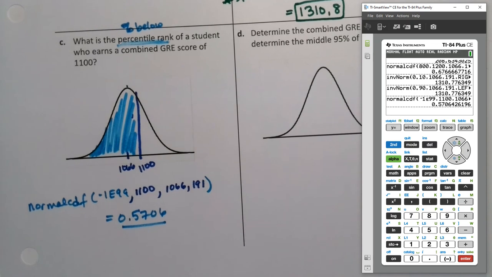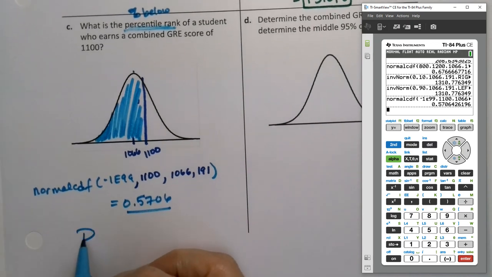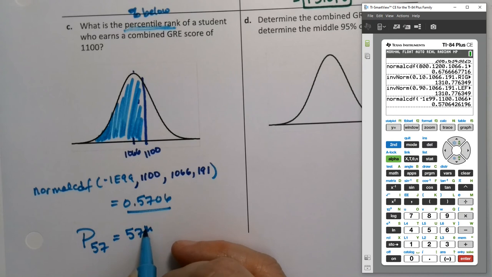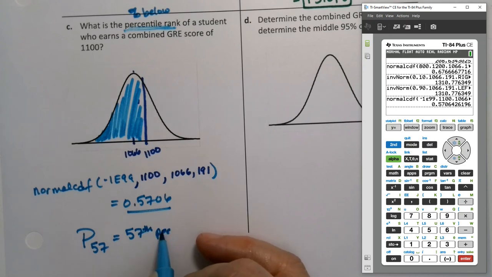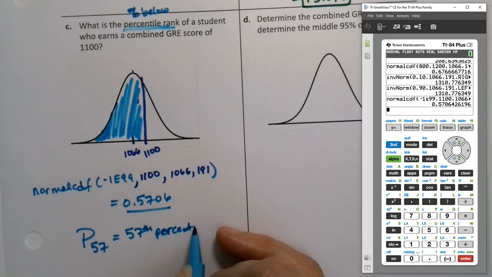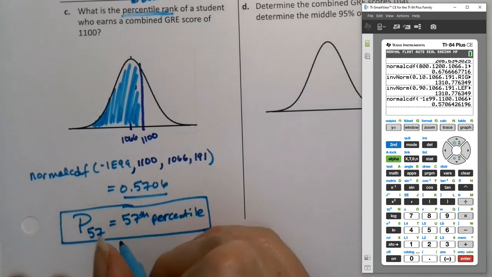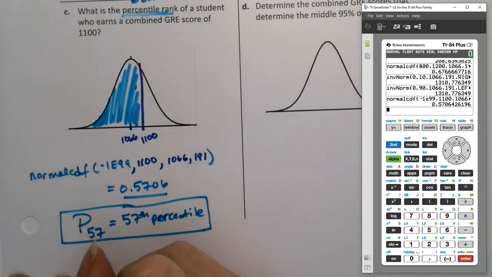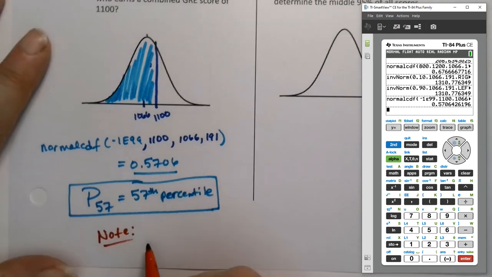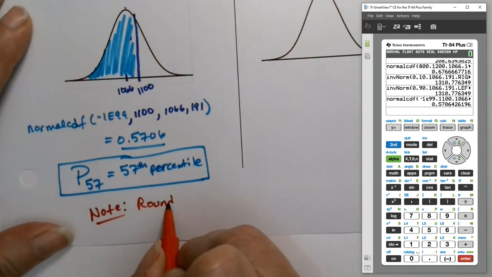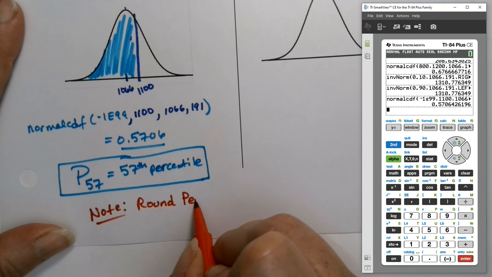It's not the answer. We want to round the percentile, so it's P57, or the 57th percentile, which I realized I forgot to do in that one problem a while ago, but I remembered eventually. So you round, make a note. We said it on a previous page, in a little box actually, but we round percentiles.